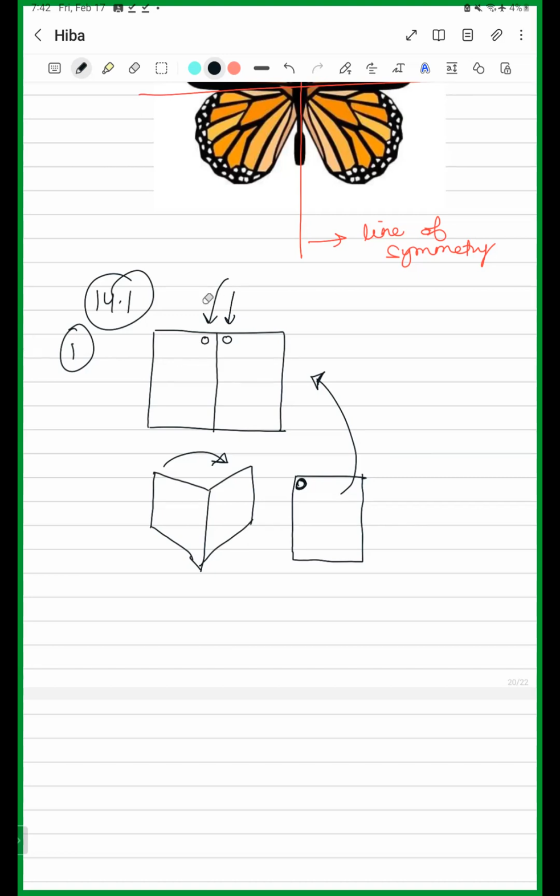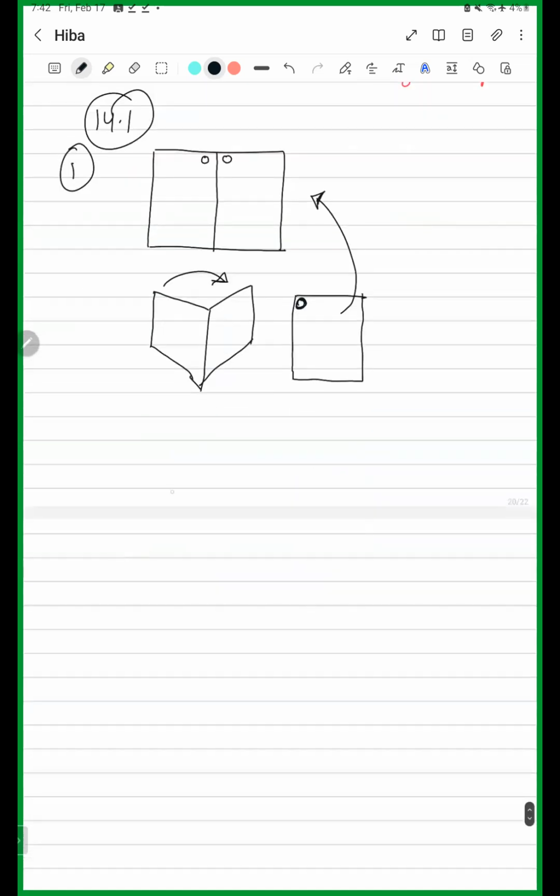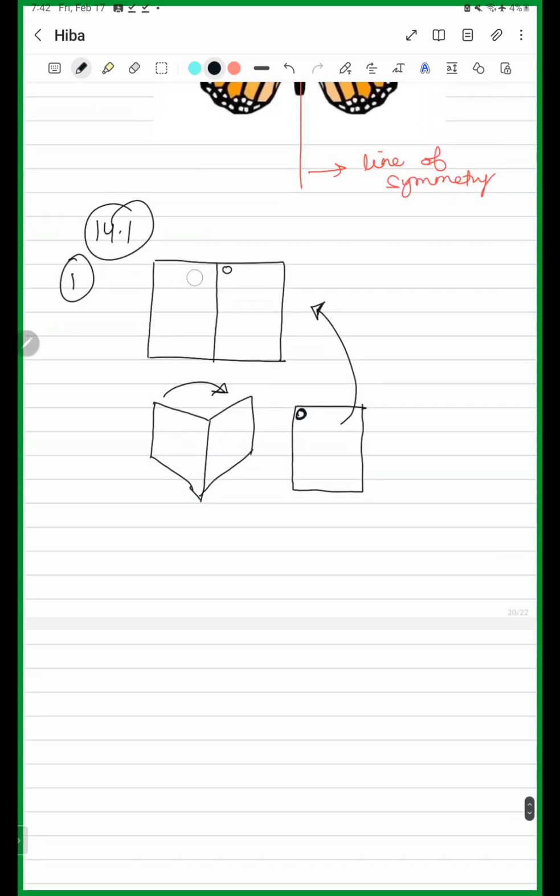Yeah. Understood? Okay, so let's do the first question, first part. There is a hole over here and over here. You have to find कि आपने कहाँ पे उसको fold किया है, which means find the axis of symmetry या line of symmetry.